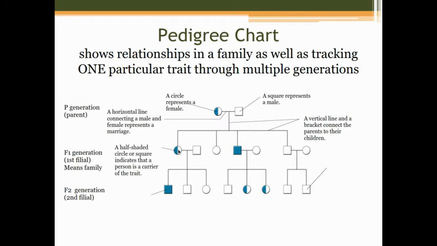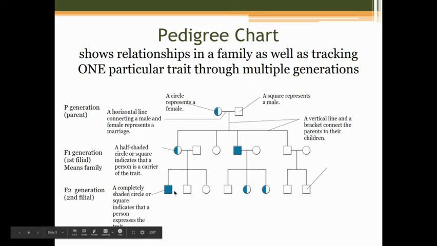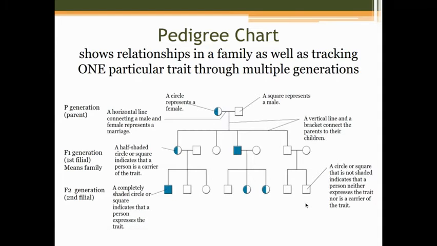Individuals who are half shaded are carriers for the particular trait that you might be tracking. Individuals that are fully shaded indicate a person who is expressing a particular trait, which means that is their phenotype. They physically show the characteristic you're tracking. And then those individuals who have no shading indicate that they're not expressing the trait, and they're also not carriers of that trait.